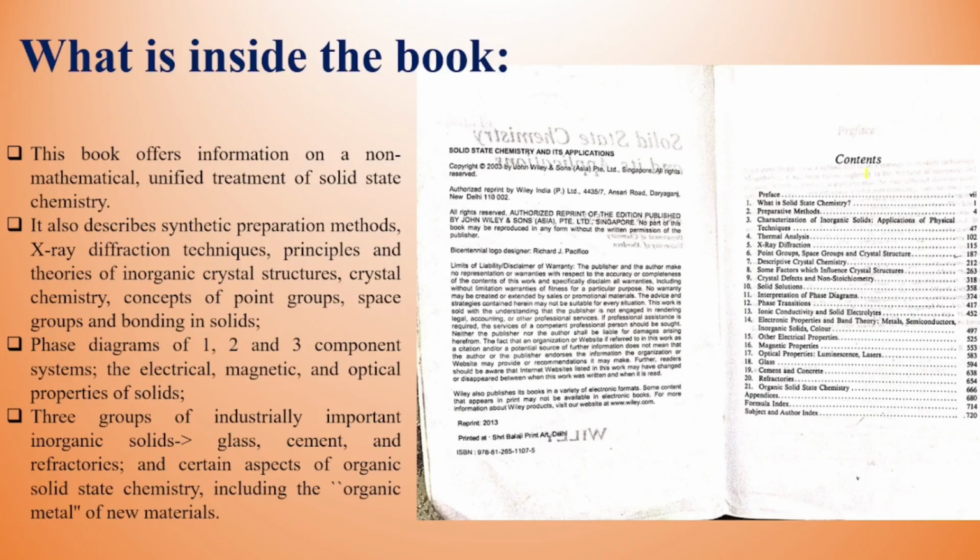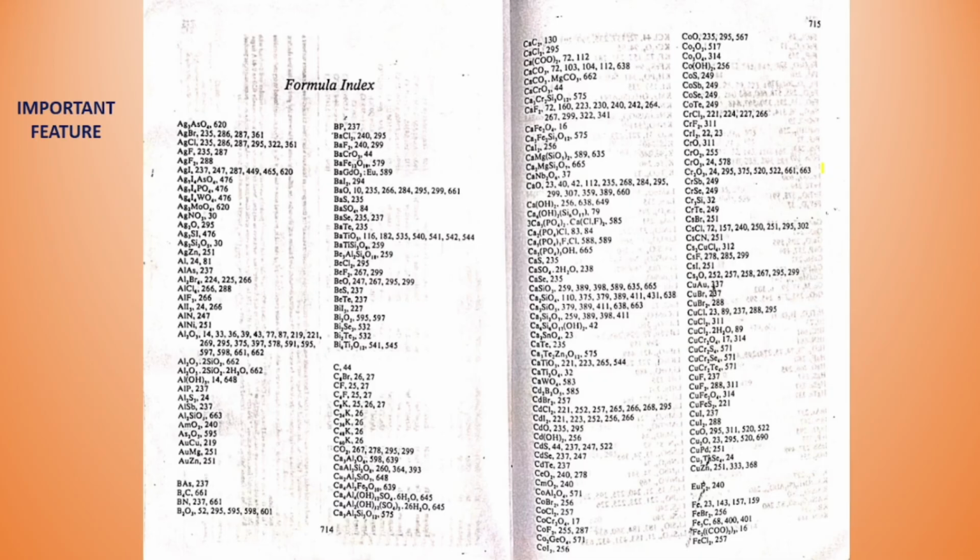You know that the content is divided into 21 parts. One of the important features of this book is that you can see the formula index. You can see many crystals or ceramic composites, and their formulas are here, right? He has arranged the formula index for easy reference to the corresponding page. This kind of formula index is not seen in any other textbook available nowadays. Okay, this is an important feature.